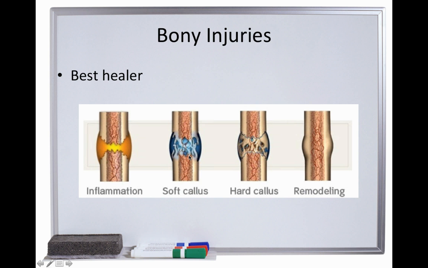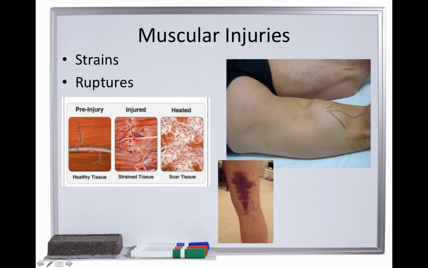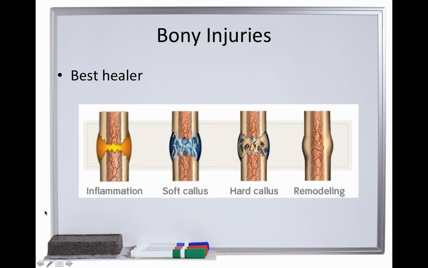Bones are your best healers. They're the ones that will actually regenerate themselves, and you end up with bone again versus scar tissue. So if you have a bony injury, here's your inflammatory phase. You can see this must be anaerobic because the capillaries are not connected in there. So you get that hematoma formation, a nice blood clot, and macrophages and leukocytes come in and debride the wound.